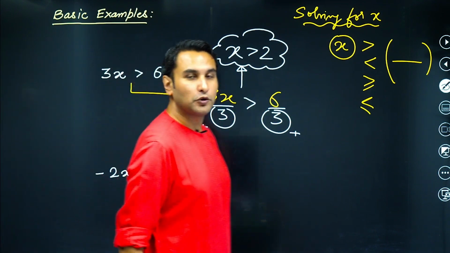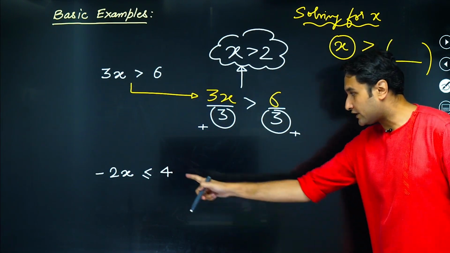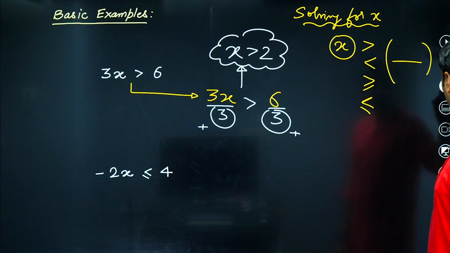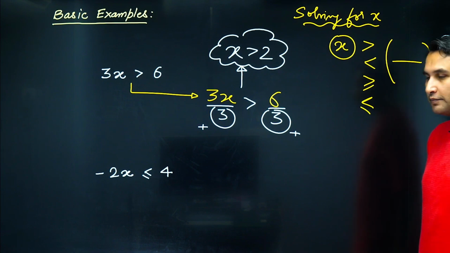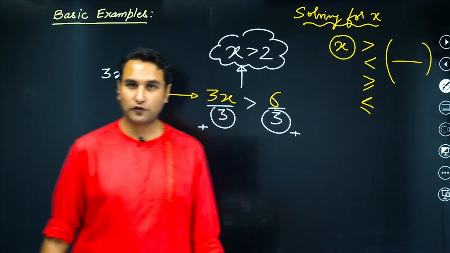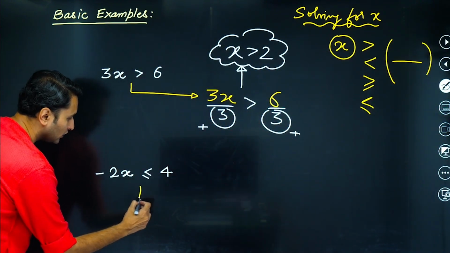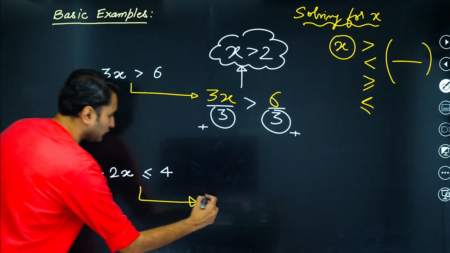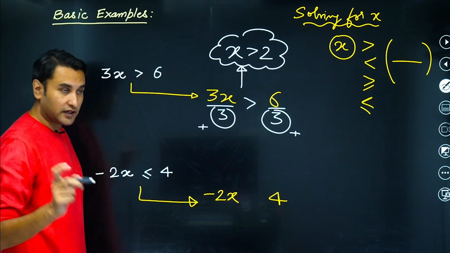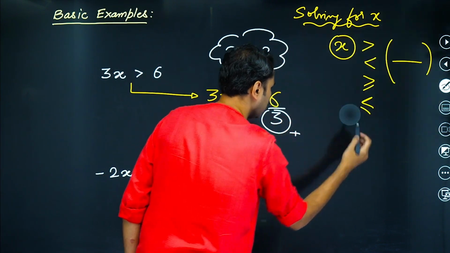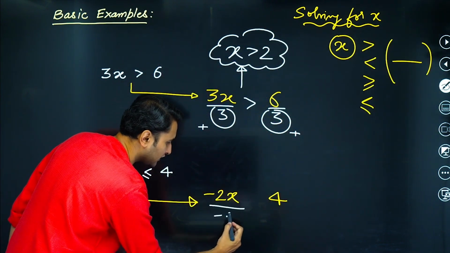But the problem becomes a bit complicated in this case. Can you try doing it, all of you? Try doing it. What happens? Minus 2x less than or equal to 4. So what do you want to do? You want to divide both sides, now in this case by minus 2. Yes, you want to divide both sides by minus 2.